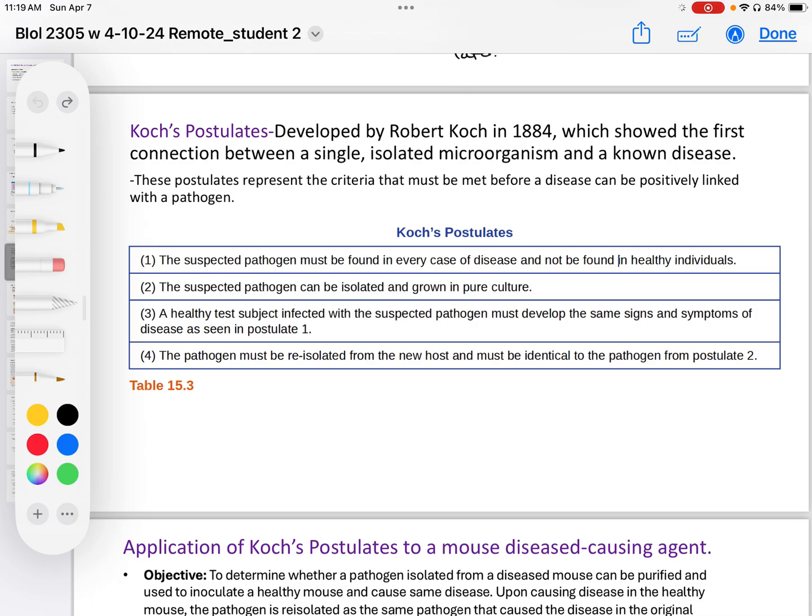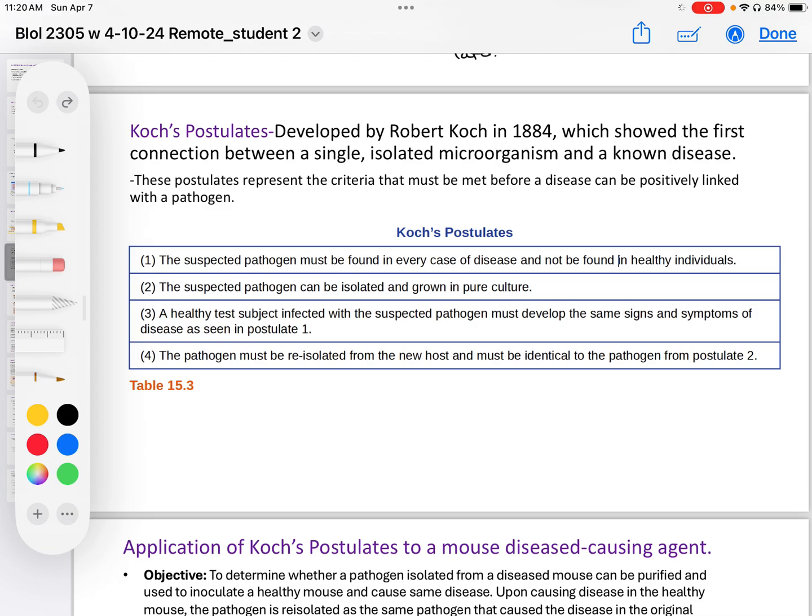So Koch's postulates were developed by Robert Koch in 1884, and this is where it showed the first connection between a single isolated microorganism and a known disease. What these postulates represent was the criteria that must be met before a disease can be positively linked with the pathogen. Koch's postulates.